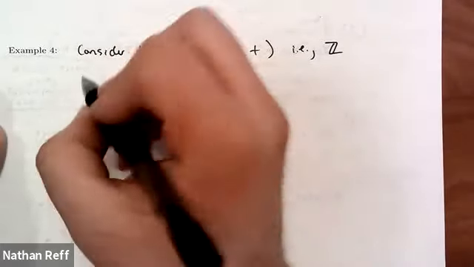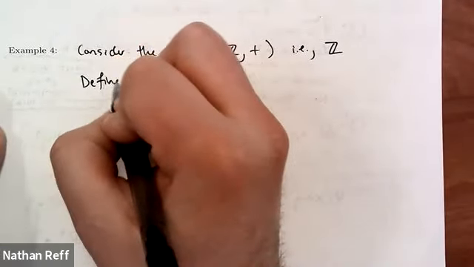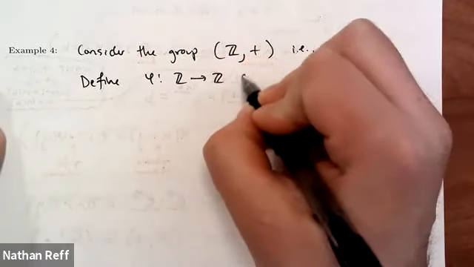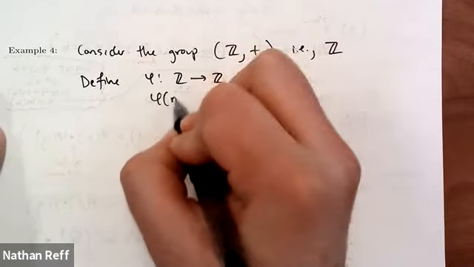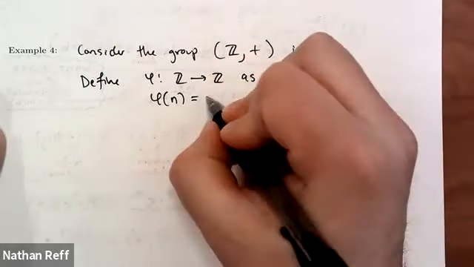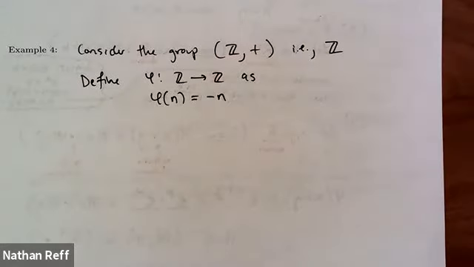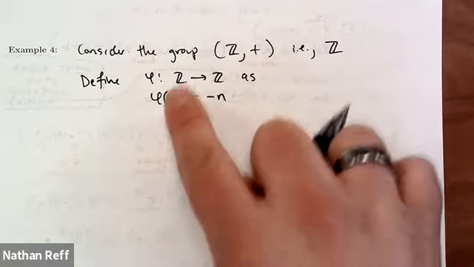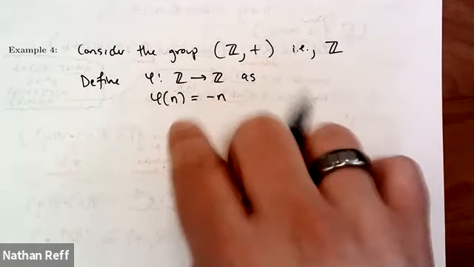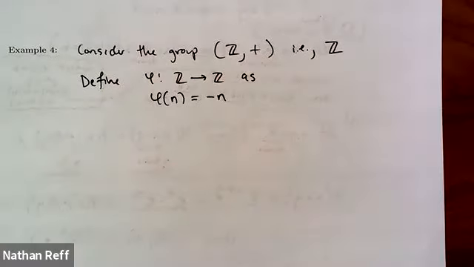So let's define phi from Z to Z as phi of n. I'm actually going to send it to negative n. So what you're actually doing there is you're sending it to the additive inverse of n, because the additive inverse of n is negative n, because if you add the two, you get 0, right, which is the identity.